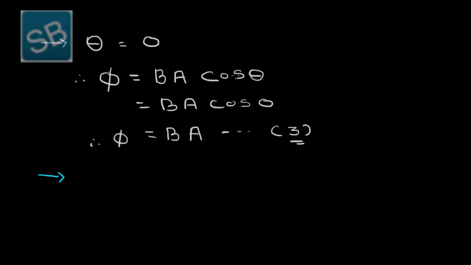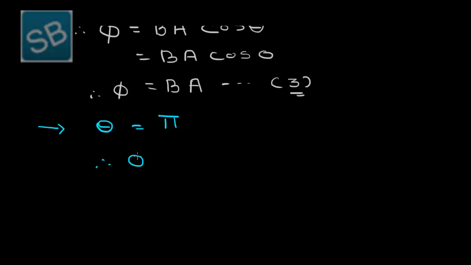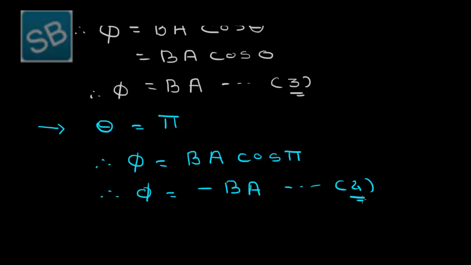Now, if you consider the totally opposite direction of the normal, then what happens? Then in that case, the value of theta will be pi, and the equation will be phi is equals to BA cos pi, and hence cos pi is equals to minus 1, so phi is equals to minus BA. That is equation number 4, and hence here the phi is negative. With this, our magnetic flux topic is over. Now we will see the important law, that is Lenz's law.